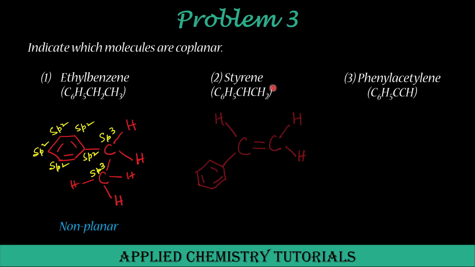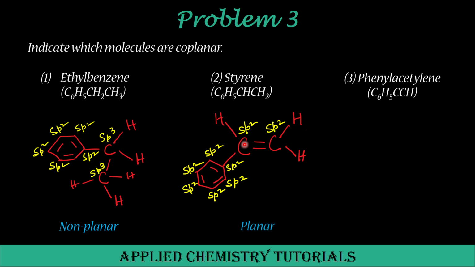Now coming to the styrene structure, it is like this. There is a C double bond C attached with a phenyl ring. Now the C double bond C carbons are sp2 hybridized, and the phenyl ring carbons are also sp2 hybridized. Okay. Now this carbon is attached with another sp2 hybridized carbon. Now free rotation around the double bond is prohibited. So all of these carbon atoms are on the same plane, and so is this hydrogen atom for the same reason, because they are attached with an sp2 hybridized carbon atom. So this is a planar molecule.